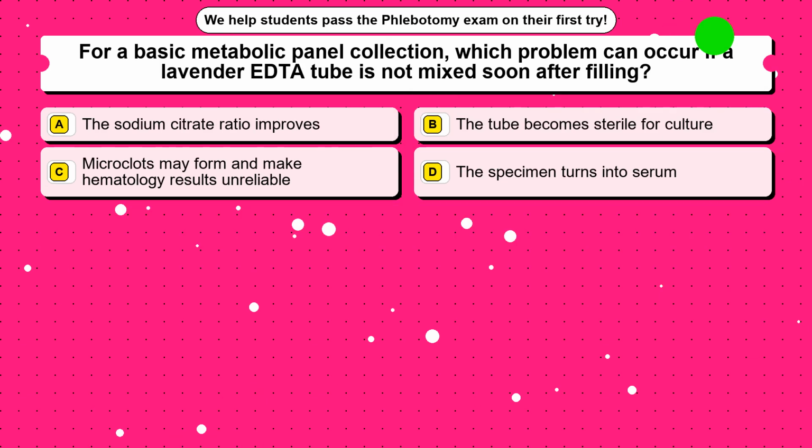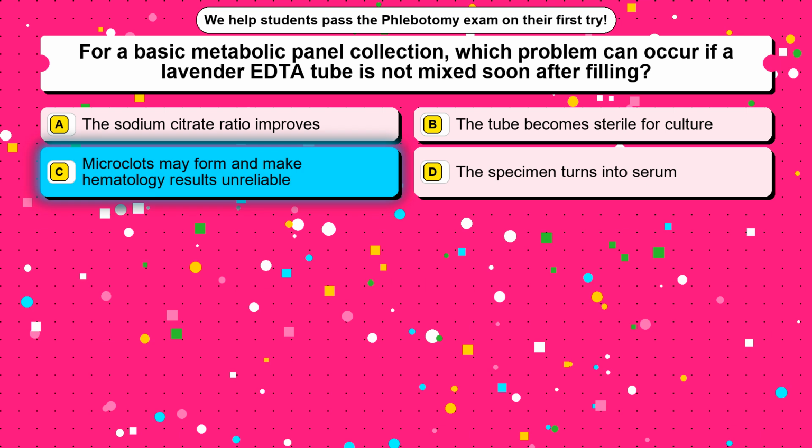Question 53. For a basic metabolic panel collection, which problem can occur if a lavender EDTA tube is not mixed soon after filling? Option A. The sodium citrate ratio improves. Option B. The tube becomes sterile for culture. Option C, microclots may form and make hematology results unreliable. Option D. The specimen turns into serum.